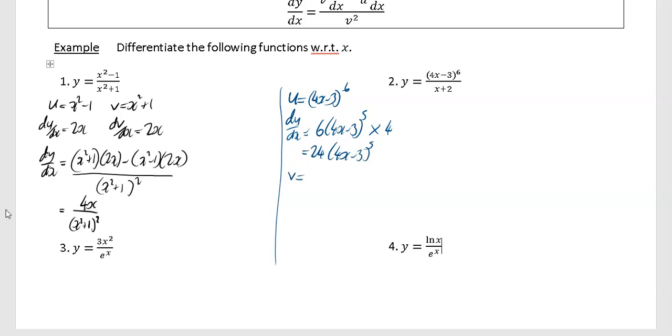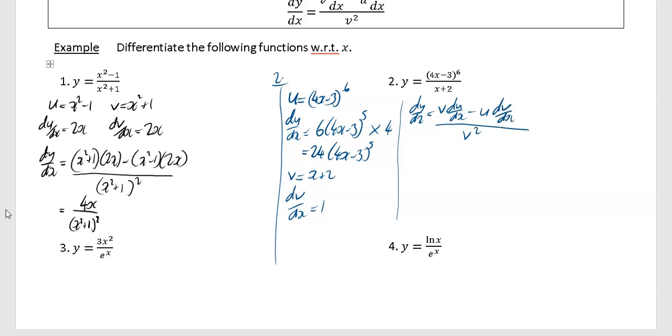My v is much easier. It is equal to x plus 2. And my dv by dx is equal to just 1. Okay, so this is my example 2 I'm doing here. And then if we just continue on with this, I'm just going to write down the formula again. dy by dx is equal to v du by dx minus u dv by dx, all over v squared.